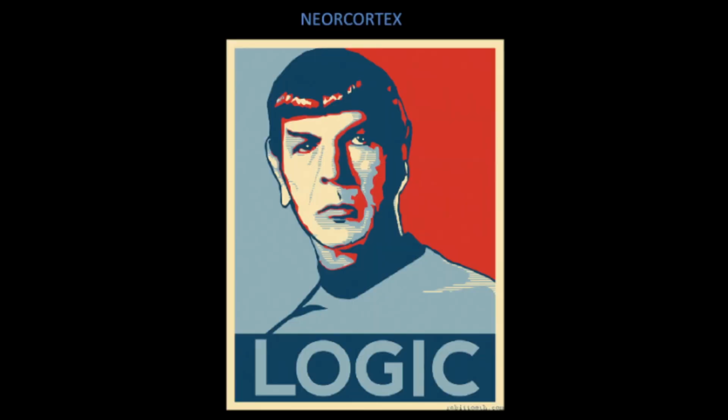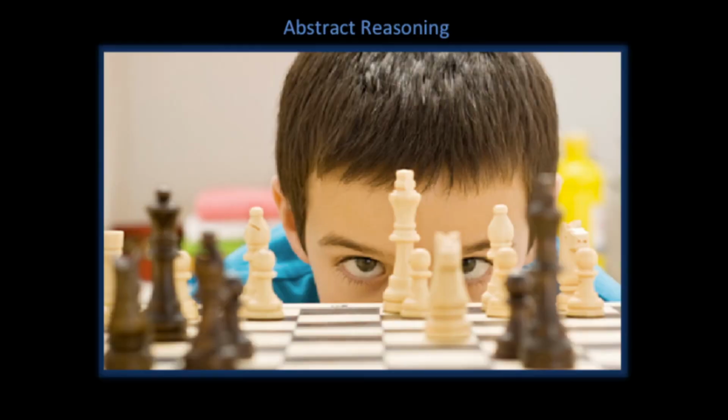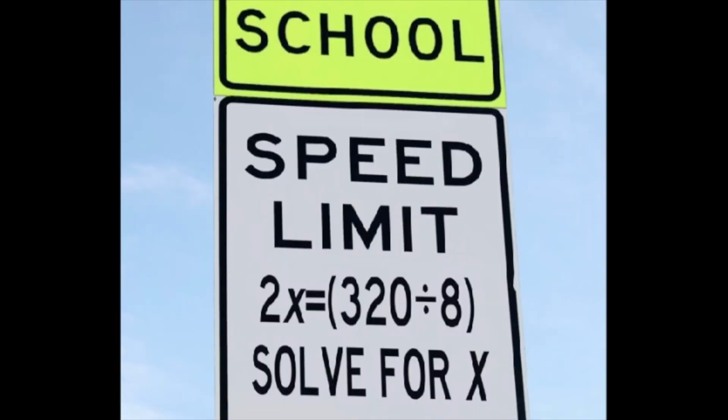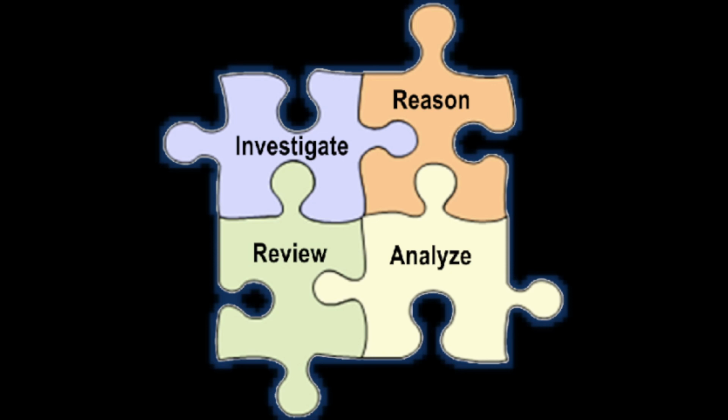We get down to the human part of the brain, the neocortex. Here it is represented by Spock, who is all logic. Here's abstract reasoning, which is chess. You can't really get monkeys or dogs to play chess because it's an abstract board dealing with principles that are appealing to human beings. Here's an example of neocortex thought. So if you had to solve for the equation in order to find out the speed limit. Investigate, reason, review, analyze. This is what the neocortex is exceptionally good at doing.